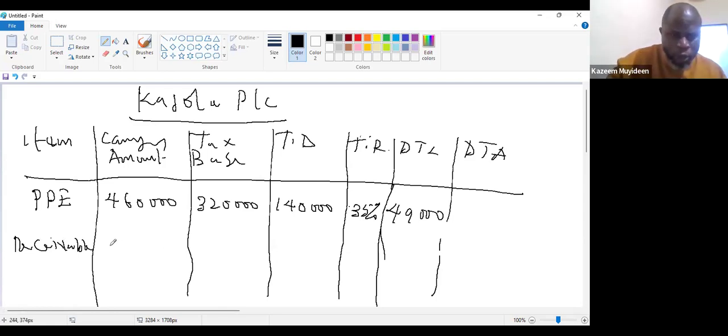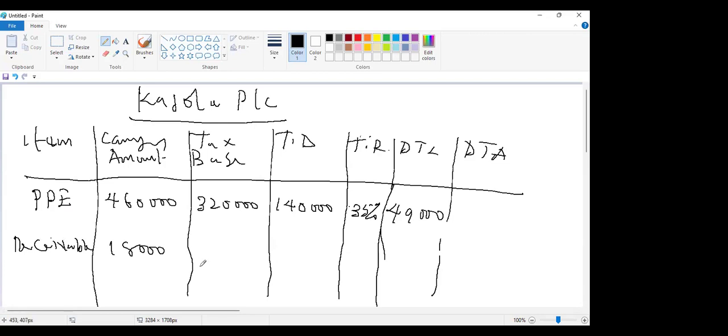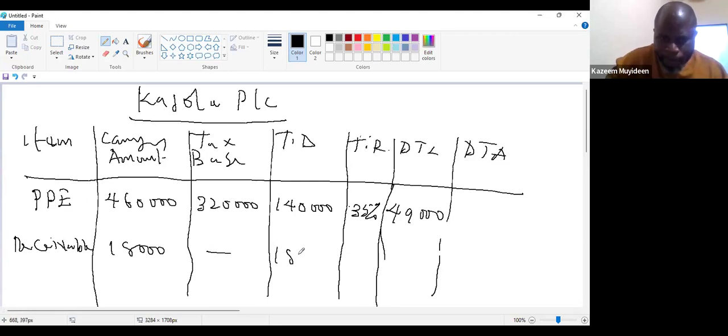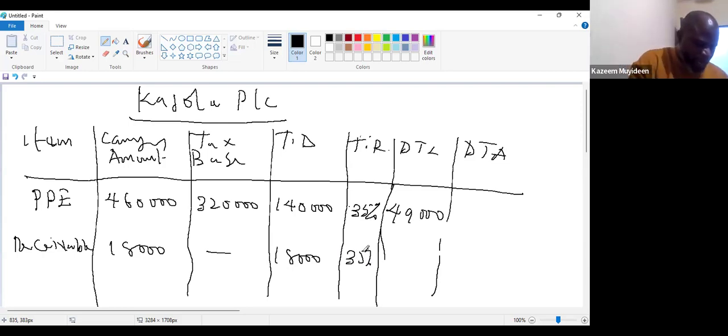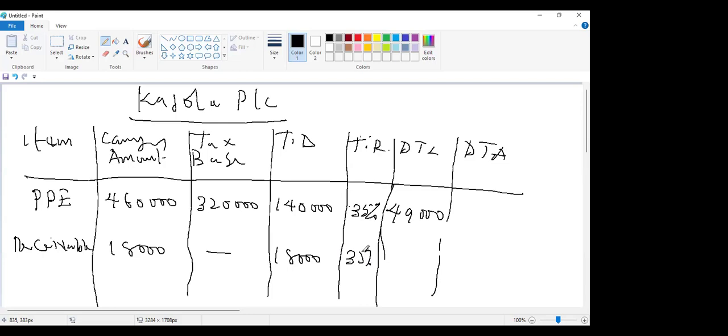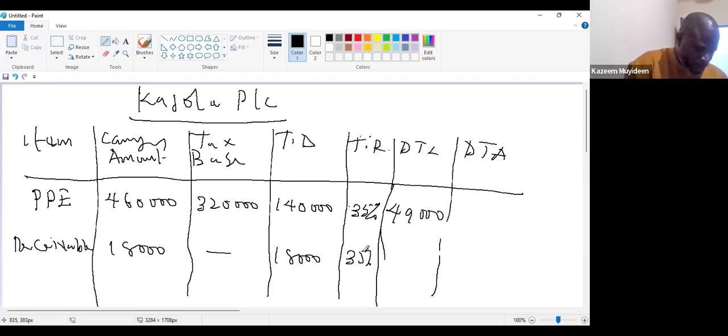Which is 18,000. And the tax base, that means it's on cash basis. Then 35%. You see a deferred tax liability or deferred tax asset. Liability, because the carrying amount is greater than the tax base. 18,000 times 0.35 will give us 6,300.